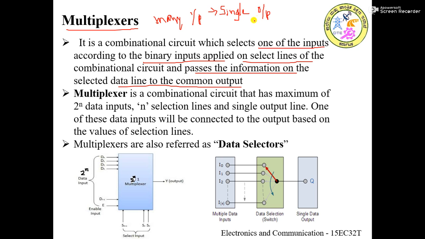There is a specific number of inputs provided. There will be some specific number of inputs at any time. That specific number will be n, so it will have 2 to the power of n inputs. But remember, there will be only a single output. 2 to the power of n inputs, and only a single output.